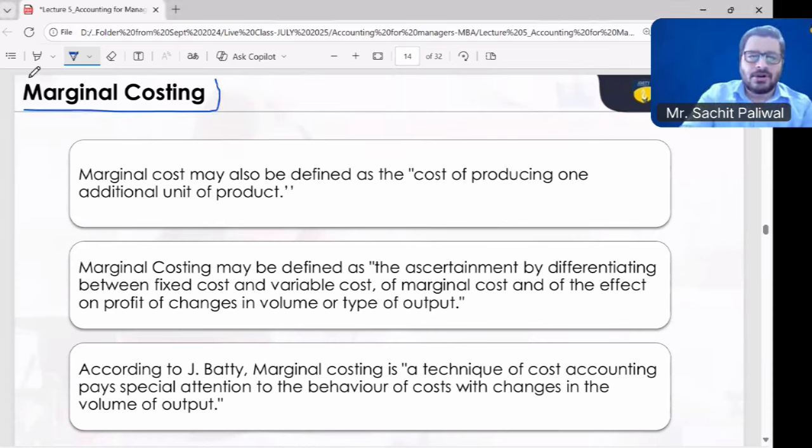Now the next topic is called marginal costing. Again, marginal costing is also a very, very important chapter. It is a very important method of cost accounting, no doubt. And in the same way, it is a very important chapter in accounting for managers, from the exam point of view, because you might have a question from marginal costing. Okay, so how many of you understood marginal costing? In economics, you have learned marginal utility, I hope.